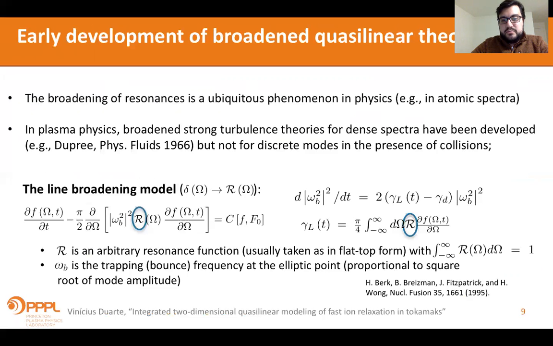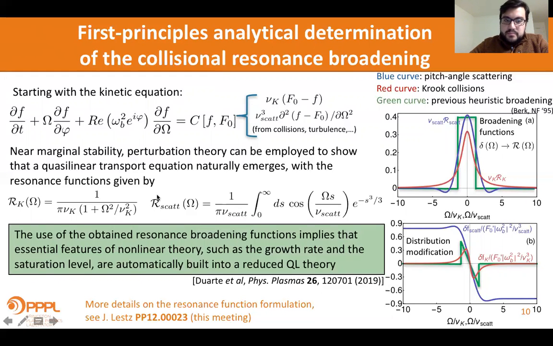So basically we get this equation here that I just showed. Not only do we get that, but we also get self-consistently the diffusion coefficient and those resonance functions, which in the case of this Krook operator is a Lorentzian like this one. For the case of pitch angle scattering, it's this function here, shown in this upper plot. In green is the heuristic broadening that was previously used, and in red and blue are the Krook and the pitch angle scattering cases, which are self-consistently calculated.